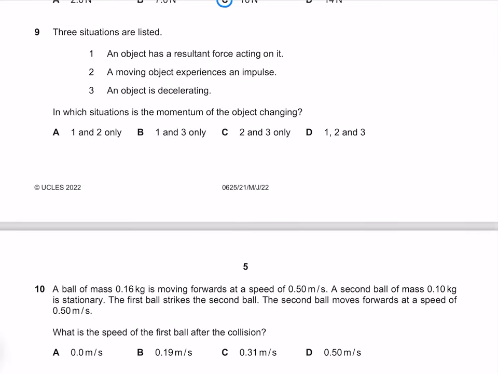Three situations are listed. An object has a resultant force acting upon it, a moving object experiences an impulse, and an object is decelerating. In which situations is the momentum of the object changing? If a resultant force acts, then the velocity of the object must be changing, and so too must the momentum. When a moving object experiences an impulse, we certainly have a change in momentum, and if the object is decelerating, we have a change in velocity, and therefore we must also have a change in momentum. All three are correct, so our answer is D.